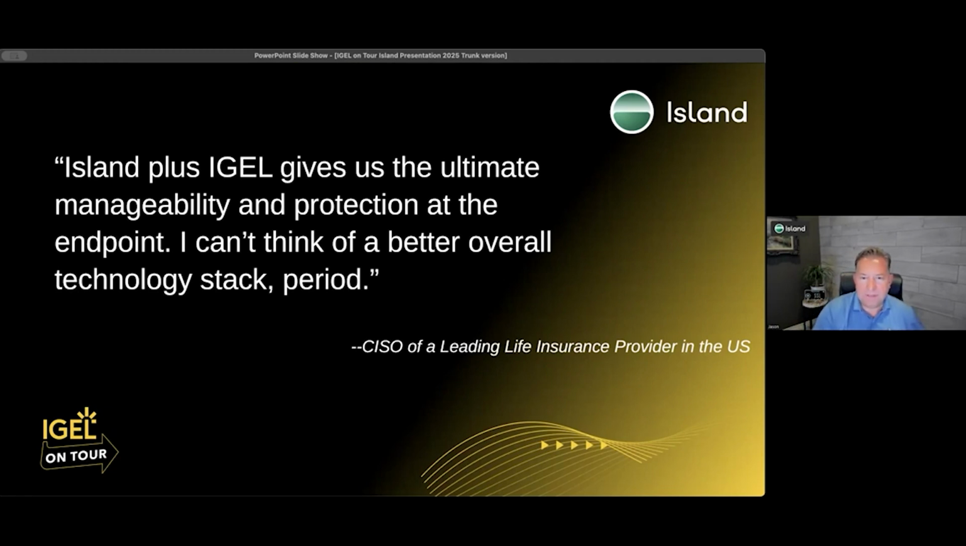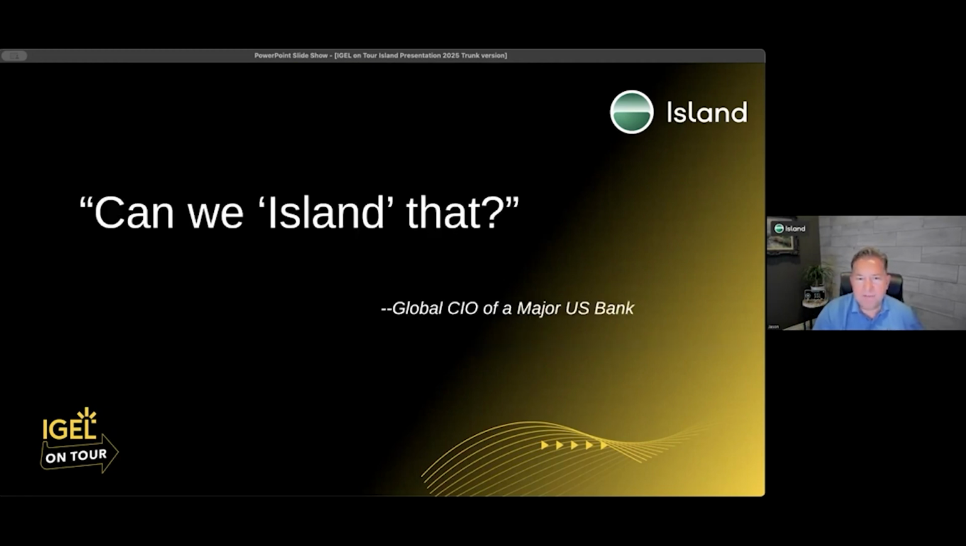That's a very large life insurance company that you guys would all know of. And then this is a very large bank that everybody knows about, whose global CIO said, can we island that? They're going around saying this throughout the bank because they're done with Citrix and they're ready to move to a different experience, and they want to empower BYO. And changing this one thing, just building a better client, changes everything. And that's really what we've done here with this technology.